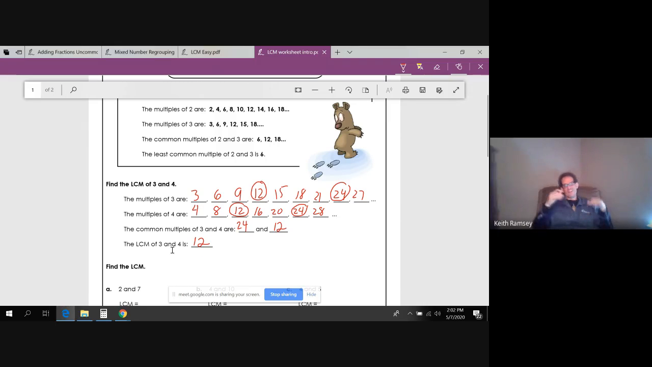So if I was trying to add fractions that had uncommon denominators, and I had like 1/3.